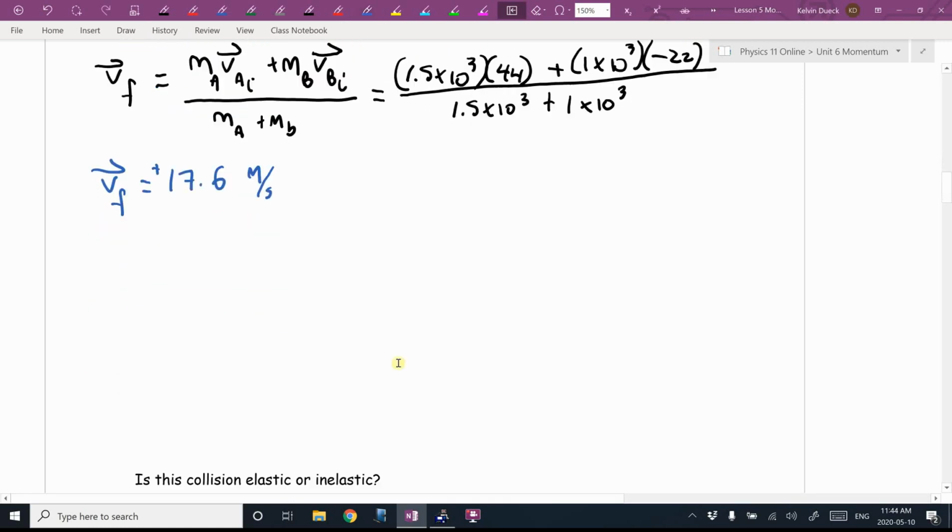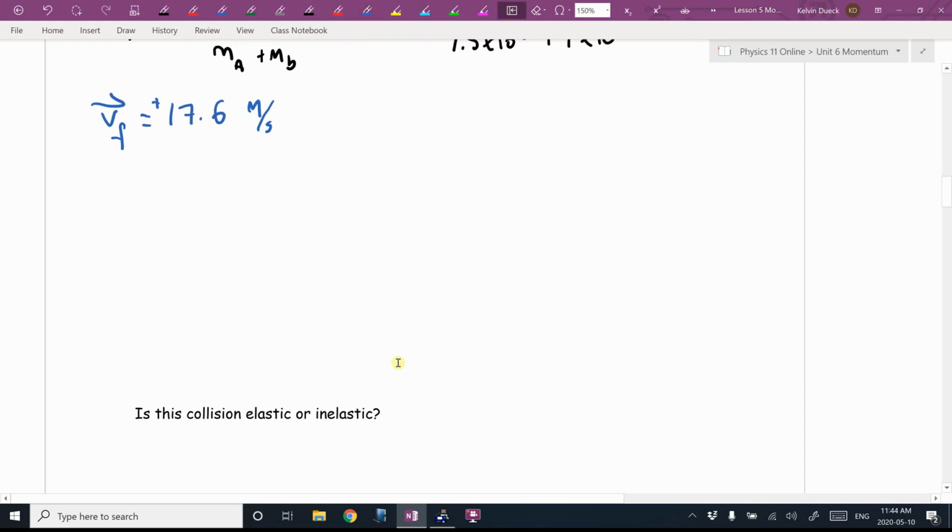So, hey, is this collision elastic or inelastic? Let's see. Stuck together. Inelastic doesn't bounce. Stuck together. They didn't bounce apart. Inelastic.